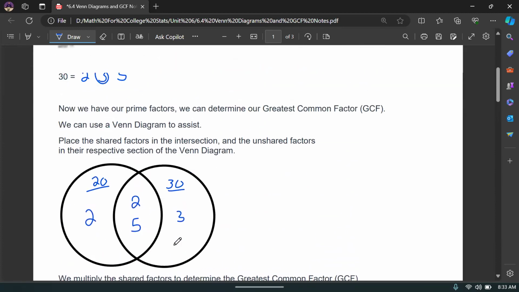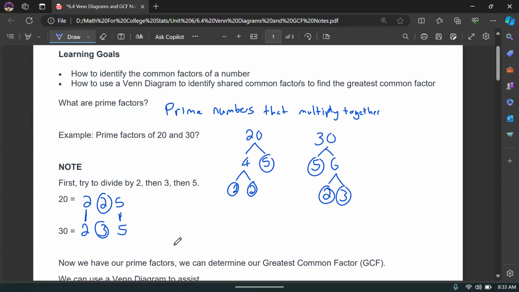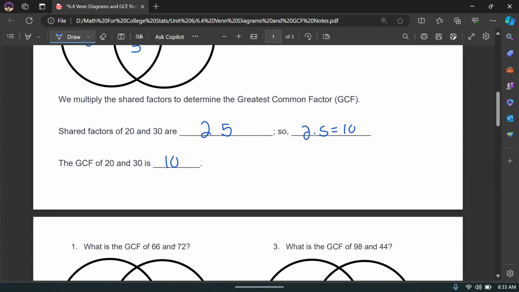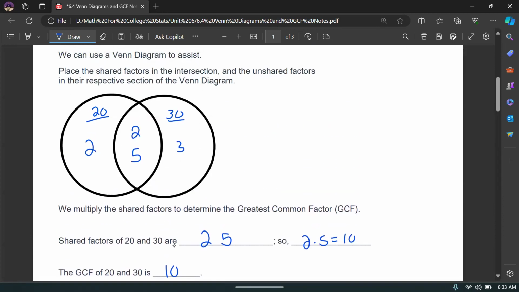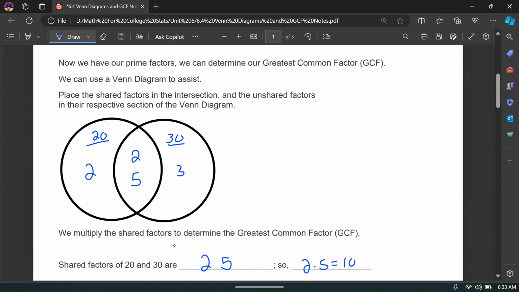Now, ultimately, most people, I could probably ask you from the beginning, hey, guys, what's the GCF of 20 and 30? What's the largest factor they have in common? You would say 10 because both numbers can be divided by 10. So again, we should know the GCF is 10 from the beginning. But the real thing that we want to try and do is make the Venn diagram of it so that we get more experience with using these Venn diagrams.